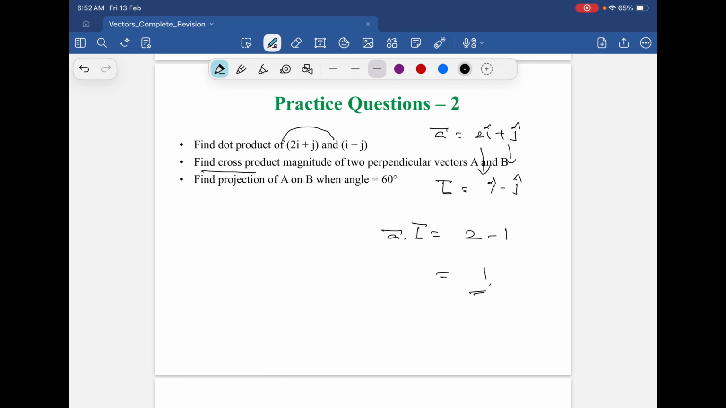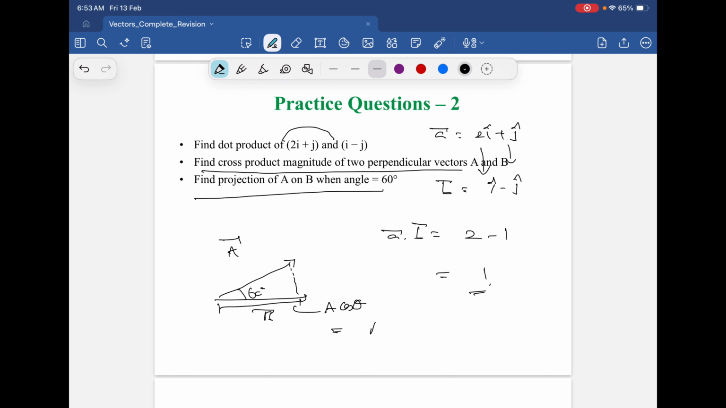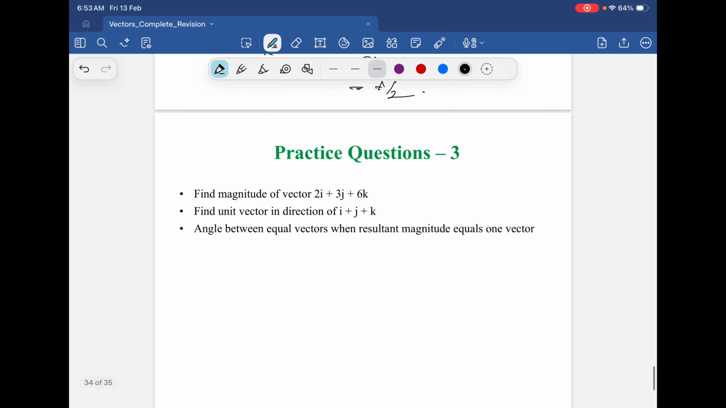Okay, the cross product magnitude of two perpendicular vectors a bar and b bar. So for two perpendicular vectors, a cross b is ab sin theta, mod a mod b. Simply the projection of a on b when the angle is 60 degrees, you can find. Already we have seen projection, students. So this is a bar, this is b bar, the angle is 60 degrees. Projection of a on b means draw a perpendicular on b, so this length becomes what? A cos theta. Simply its magnitude will be given to you. Write down cos 60 is 1 by 2, that is a by 2. So already we have seen this one. Okay, like this you can make questions.